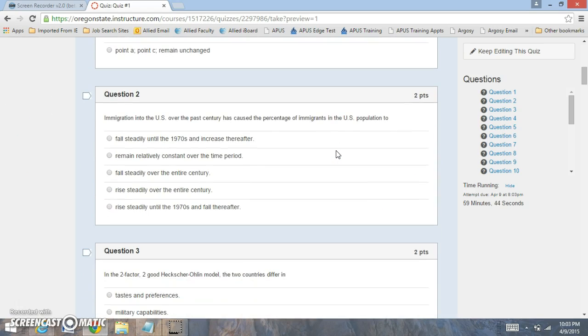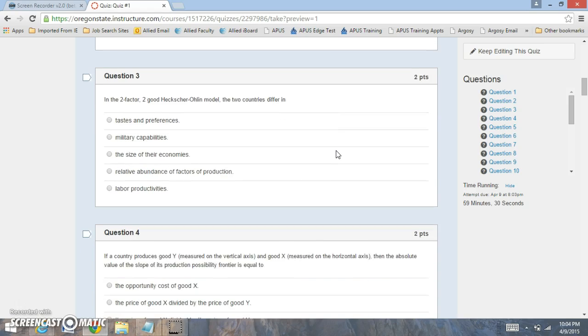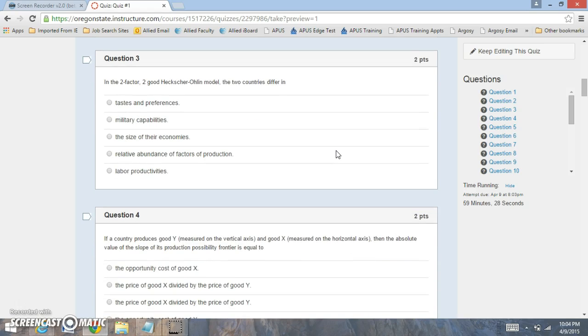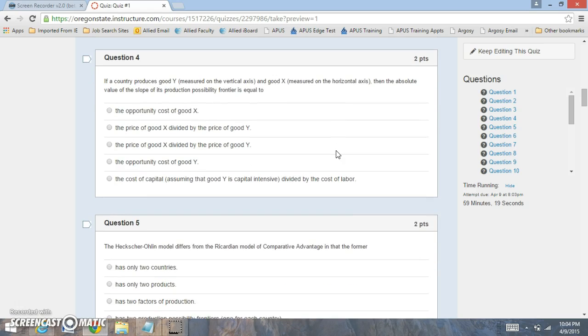Question 2 is going to look at immigration and what has happened with regard to immigration as a percentage of the U.S. population. Question 3 is looking at the 2-2 model, which we just described in the HO model, and why the countries differ. What is the main reason why they differ? Question 4 is looking at if a country produces good Y, then the absolute value of the slope is equal to what?